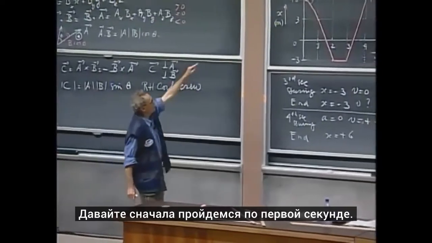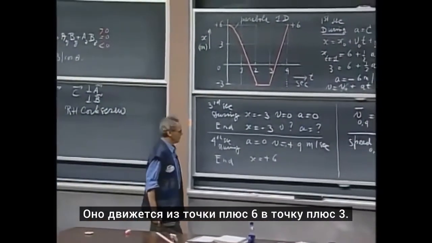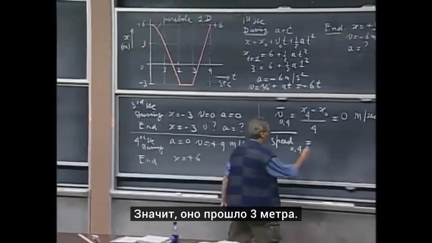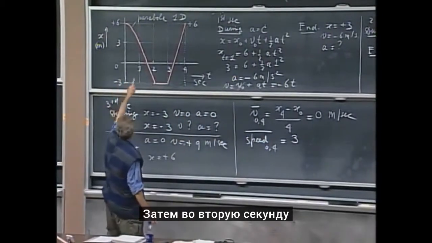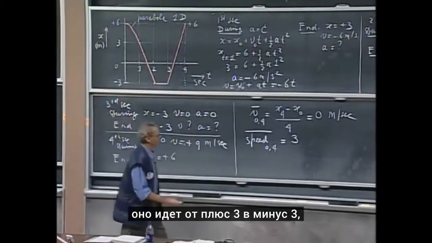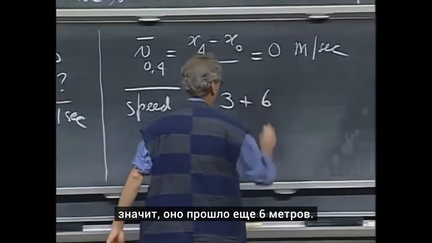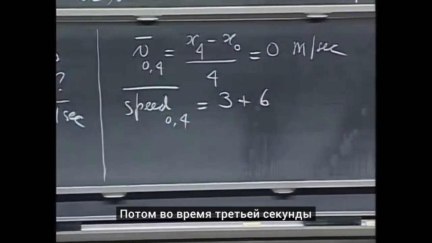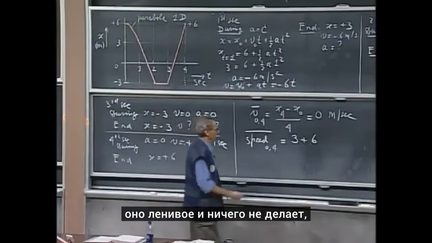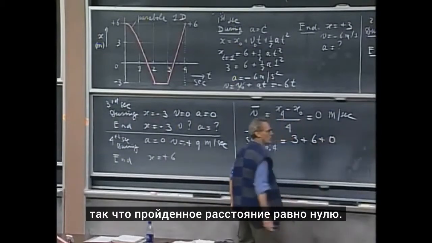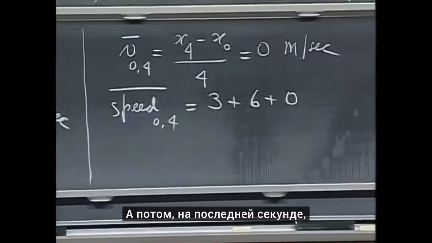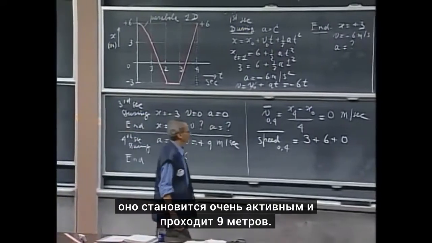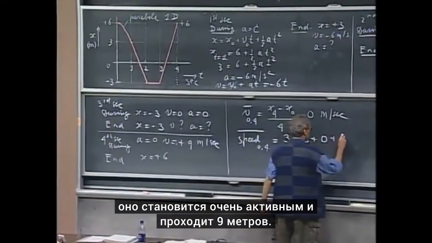Well, let's first go through the first second. It goes from +6 to +3. So it already travels 3 meters. Then in the second second, it goes from +3 to -3. So it travels another 6 meters. And then in the third second, it's lazy, it doesn't do anything. So the distance traveled is 0. And then in the last 1 second, it gets very active and it travels 9 meters.